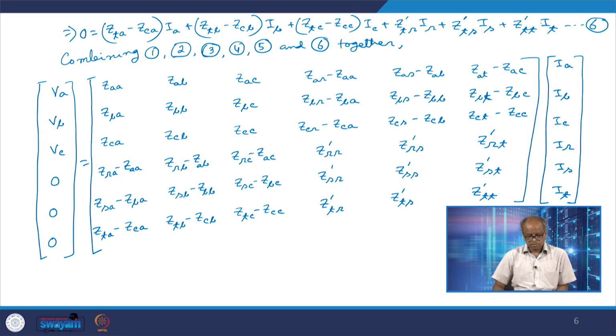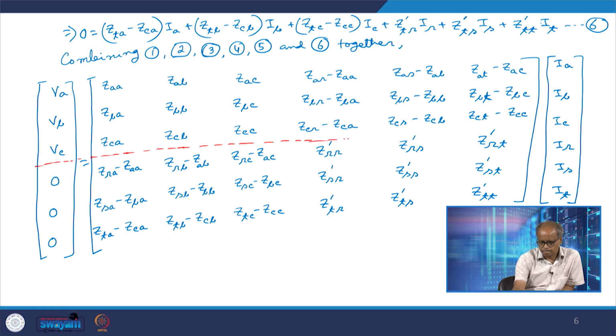So this is a 6 cross 6 matrix. It has to be a 6 cross 6 matrix because there are 6 equations. So now what we do is we partition this matrix like this, and we partition this matrix like this. So I have got one partition here 3 cross 3 matrix, another partition here 3 cross 3 matrix, another partition here 3 cross 3 matrix, another partition here 3 cross 3 matrix. And I call this vector VABC, equal to VA, VB, VC.